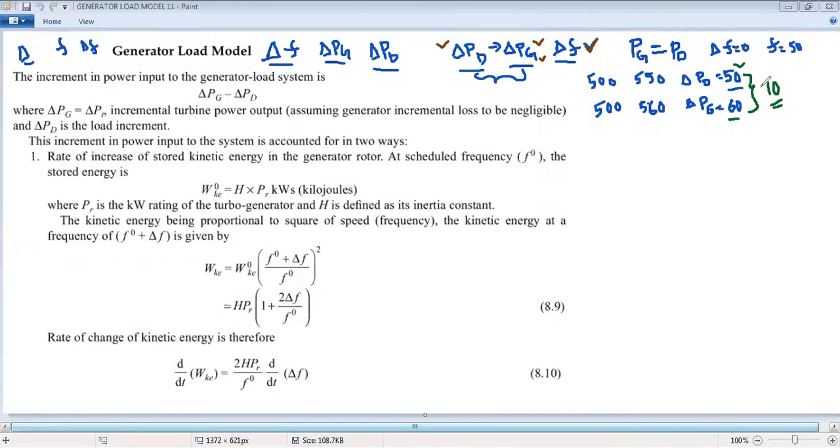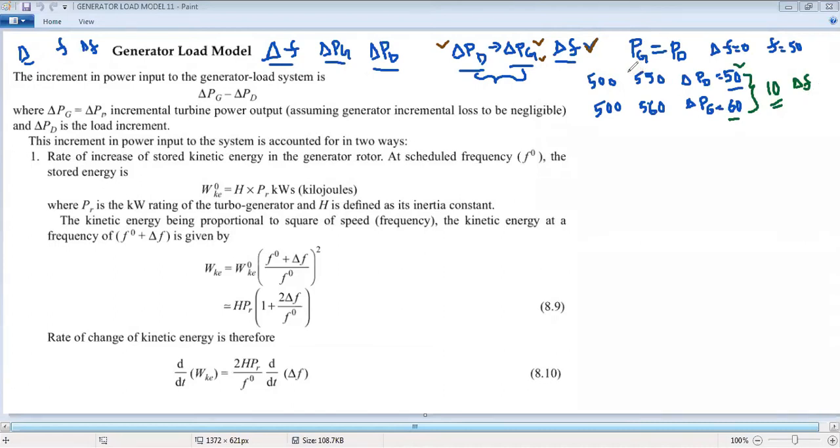So because of this 10 megawatt, there is a positive change in the frequency, delta F. Actually, if both are equal, the delta F will be 0. But here delta PD and delta PG are not equal. That's why there will be a delta F.